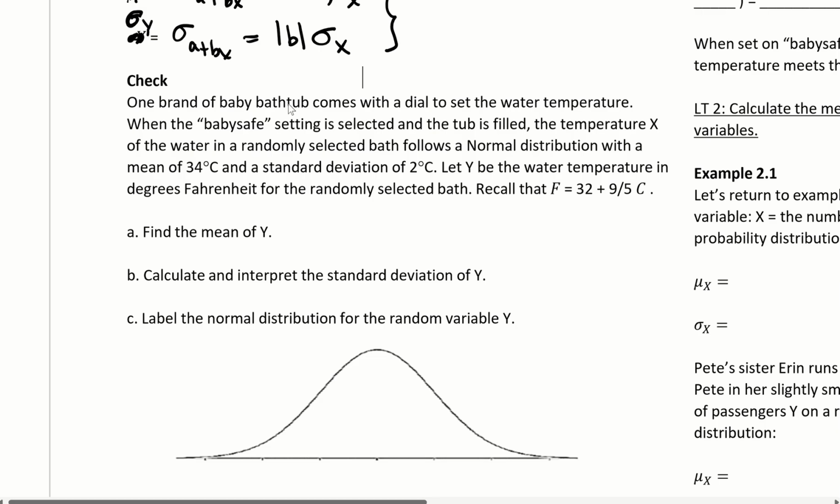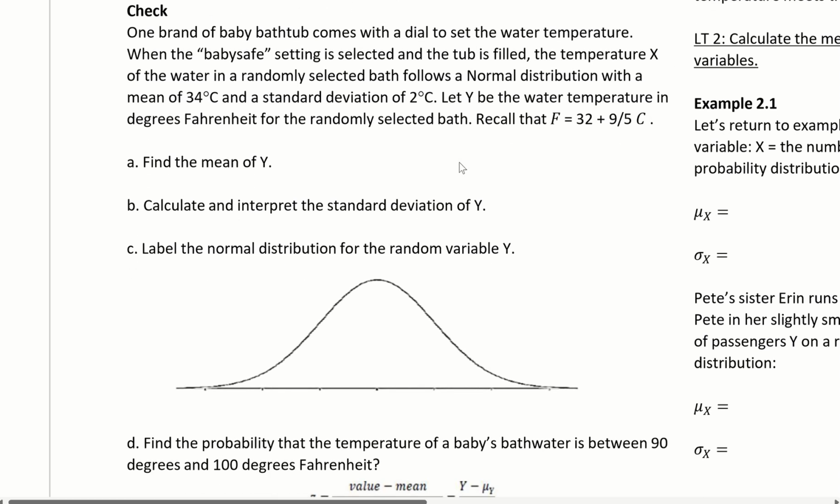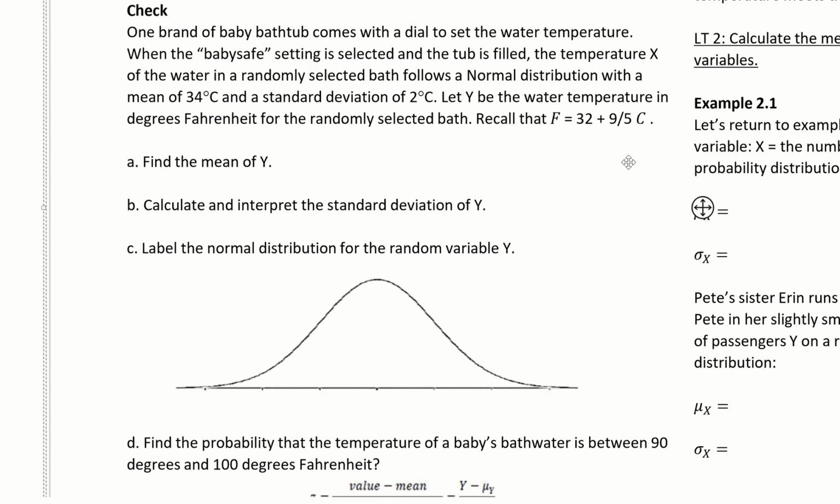One brand of baby bathtub comes with a dial to set the water temperature. When the baby safe setting is selected and the tub is filled, the temperature X of the water in a randomly selected bath follows a normal distribution with a mean of 34 Celsius and a standard deviation of 2 Celsius. Let Y be the water temperature in degrees Fahrenheit for the randomly selected bath. Recall that here we want to convert from Celsius to Fahrenheit, and so we got our transformation there.